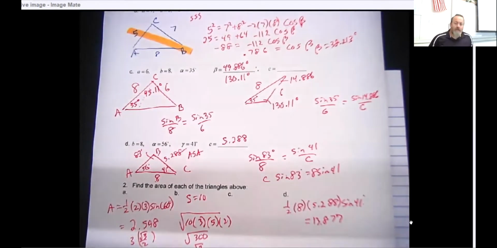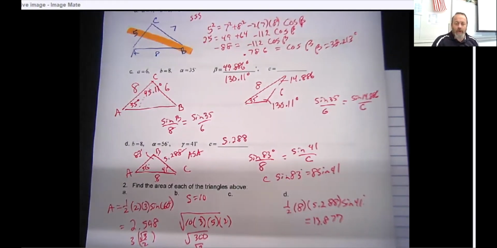But again, you can double check your answer using Project Nayuki. Hopefully that's going to help you out.